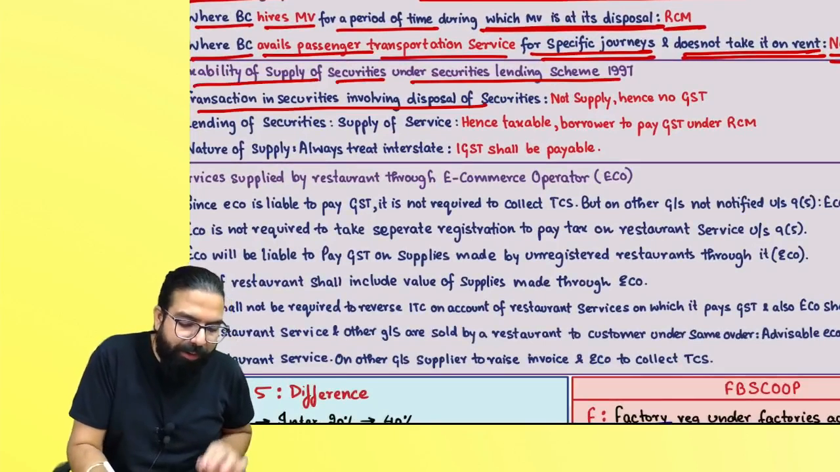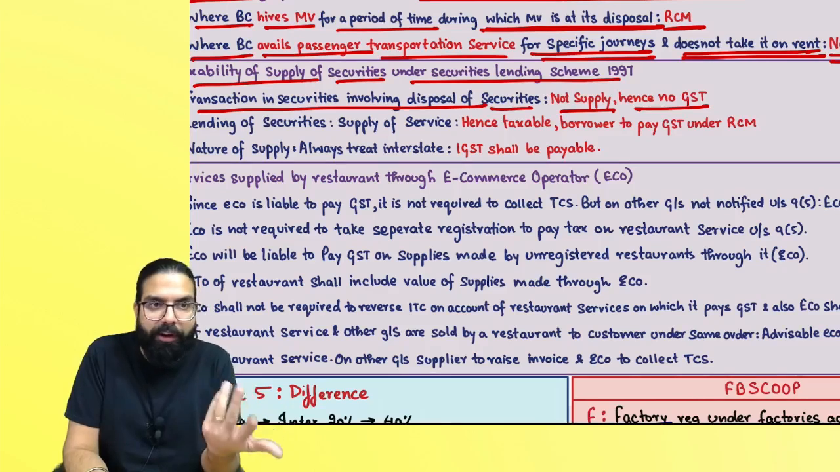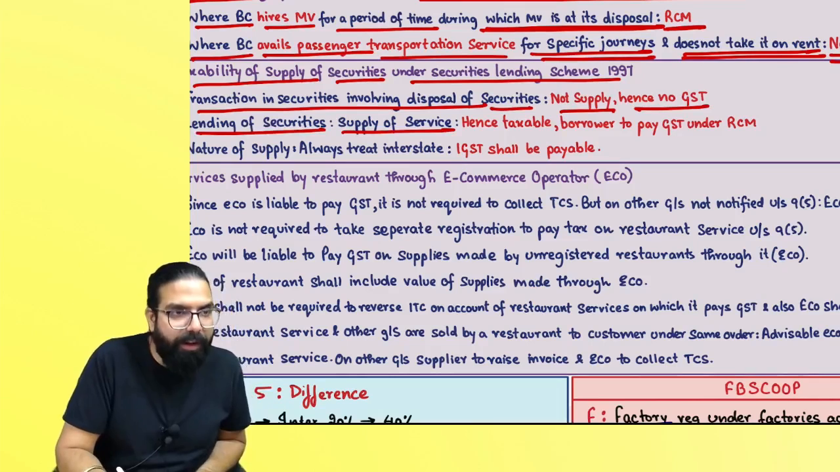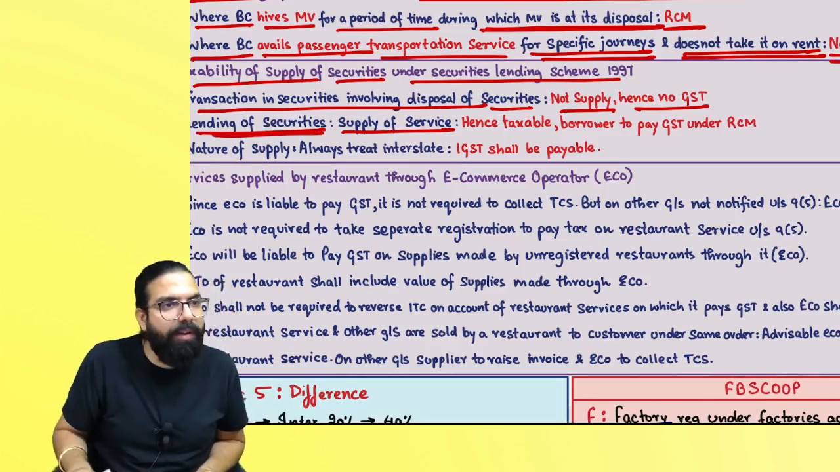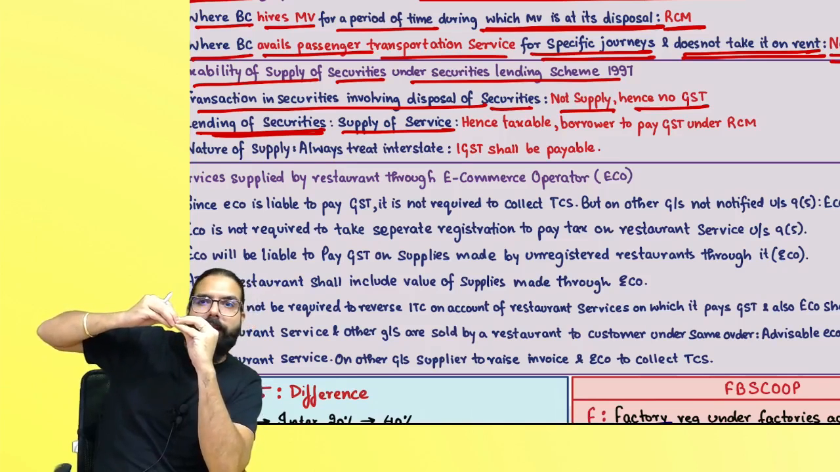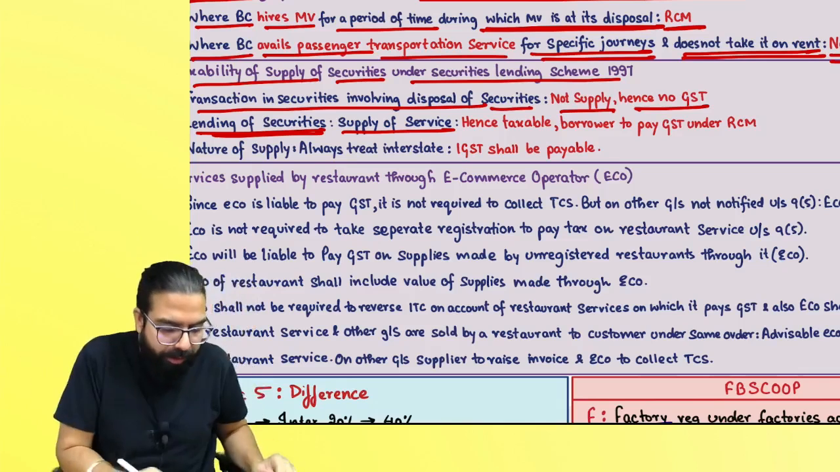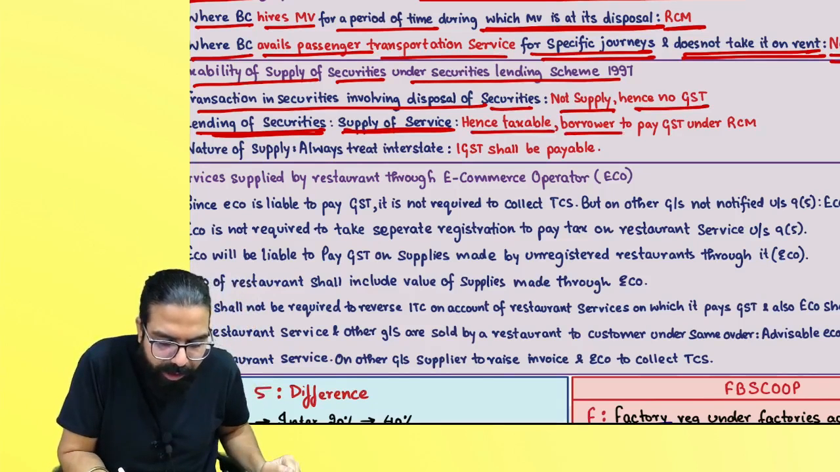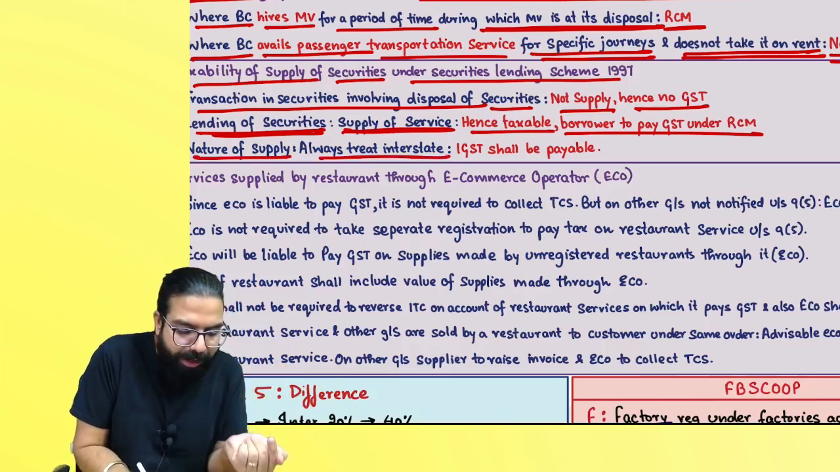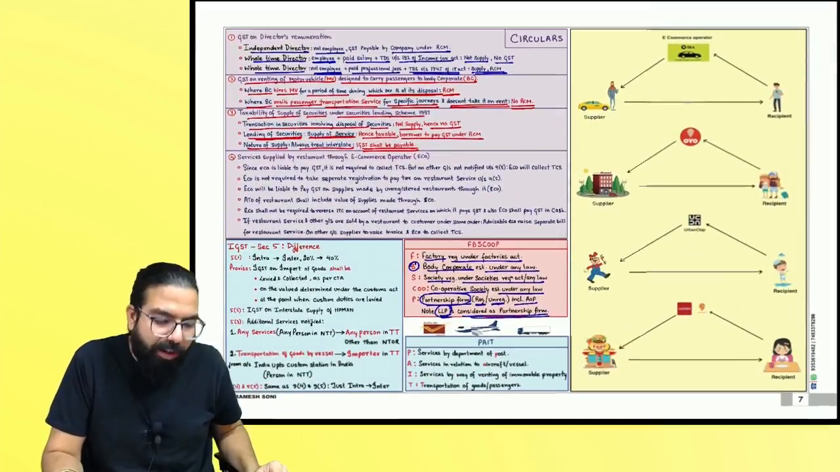Sir, for a transaction of securities where there is disposal of securities, it is not a supply, no GST, because securities are neither goods nor services. However, lending of securities is always a supply of service. Whenever lending of securities is done through an intermediary, a SEBI-appointed intermediary, always remember one thing: it's a supply of service, taxable, and the borrower will be liable to pay GST under RCM. Remember, the nature of supply is always interstate and IGST shall be payable. Are we all clear till here, everyone?